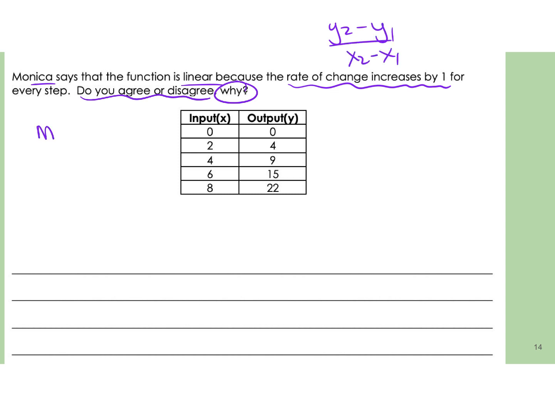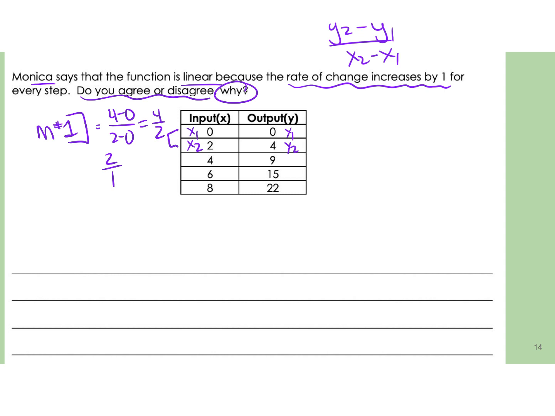Slope number 1. I am going to use the first 2 points. Why not? I'm going to call this x1 and x2, y1 and y2. When I plug them in, I get 4 minus 0 over 2 minus 0. So that's 4 over 2, which reduces to 2 over 1. If she thinks the slope is 1, she's wrong, but maybe I'm reading that wrong.